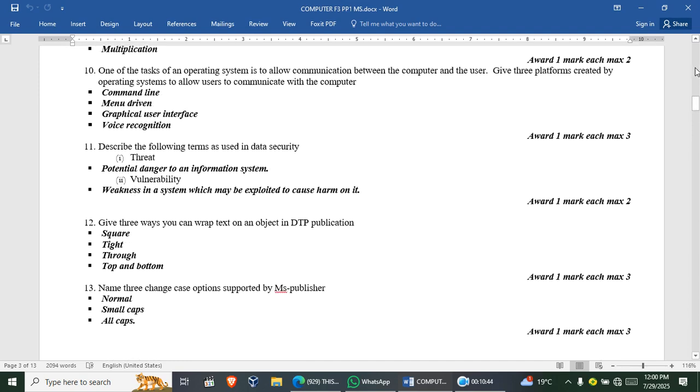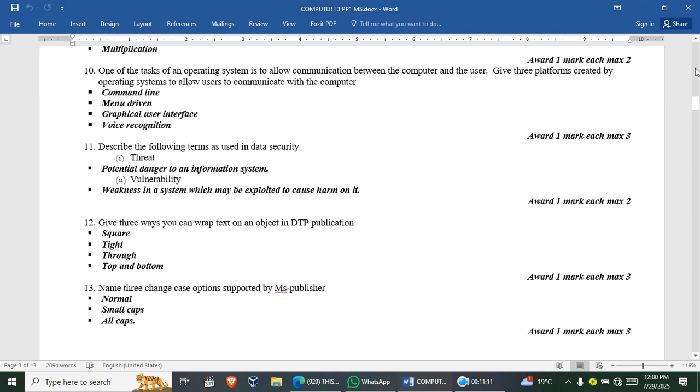Then we have: give 3 ways you can wrap text on an object in DTP. So we usually have square, tight, through, top and bottom. These are examples of text wrap or wrap text, as you may call it, in desktop publishing or DTP. This is a Form 2 topic.